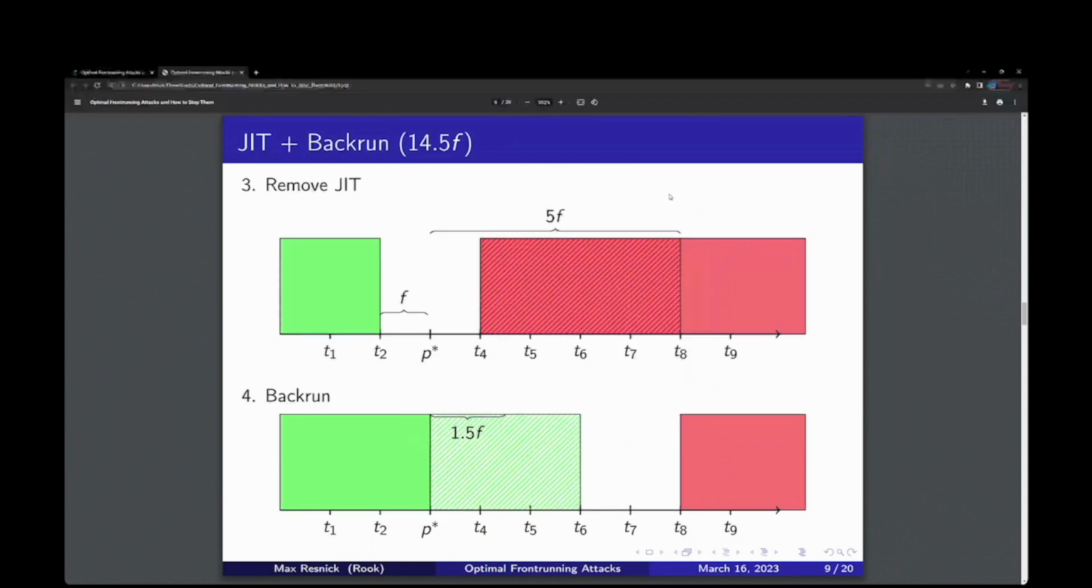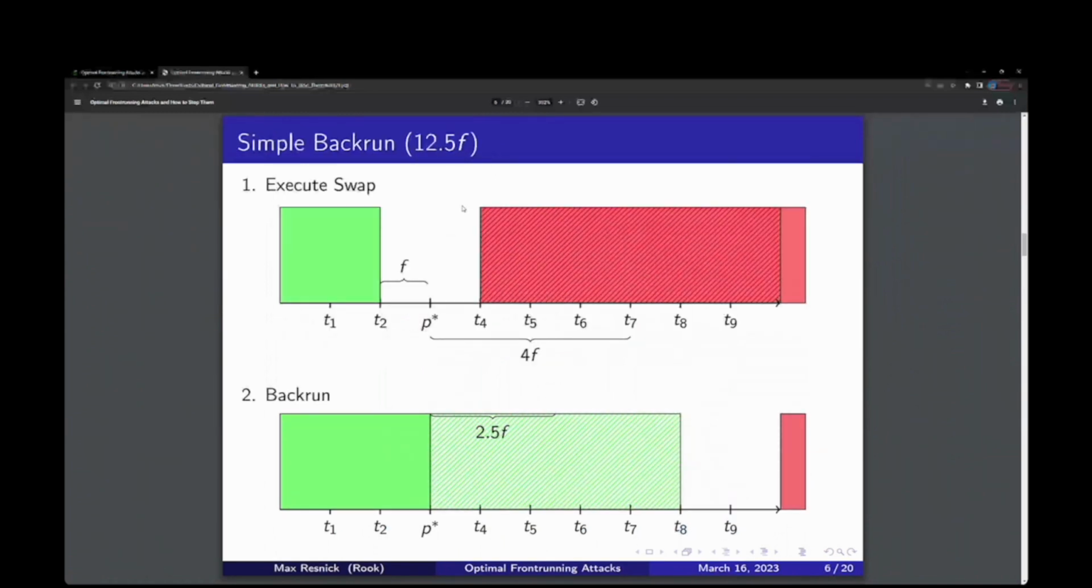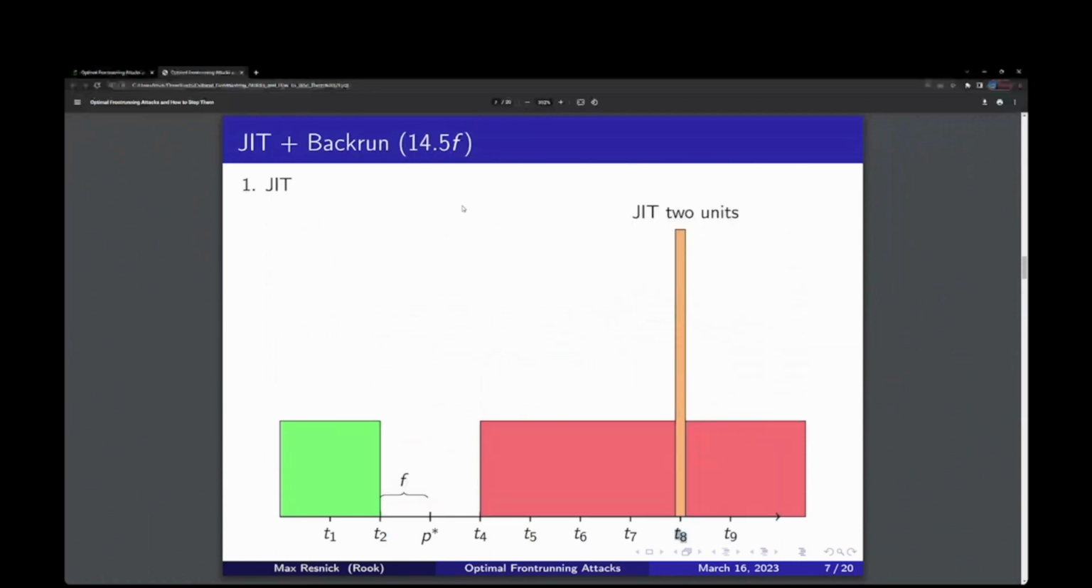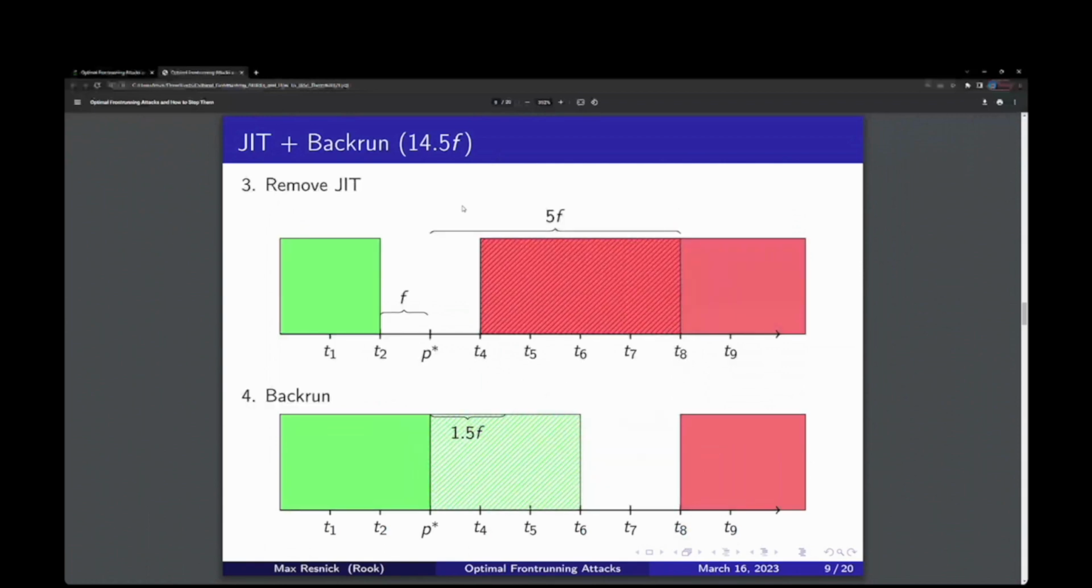And then we're going to remove the liquidity and back run. We're going to back run 3 units at 1.5F. So 3 times 1.5 is 4.5, plus 2 times 5, which is 10. Add that up, it's 14.5F. If I go back, it was 12.5F for the simple background, 14.5F for the JIT. So we're doing better by 2 fees here.